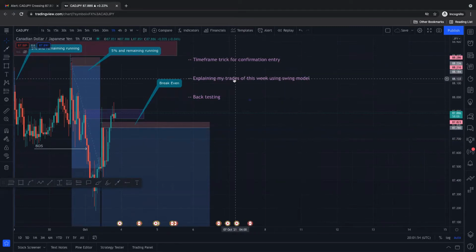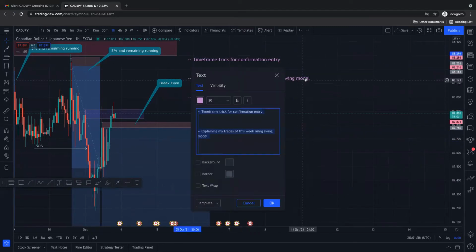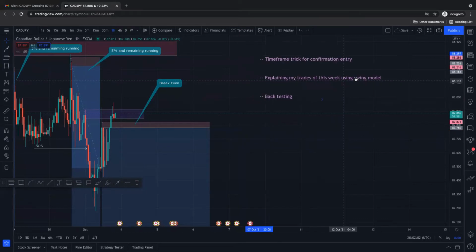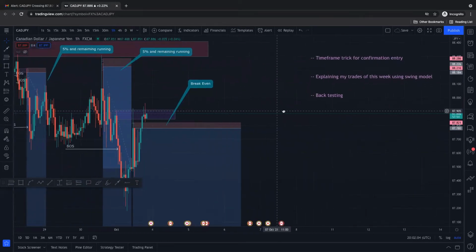So moving on to the next thing. Today I'm explaining my trades of this week that I am using the swing model.